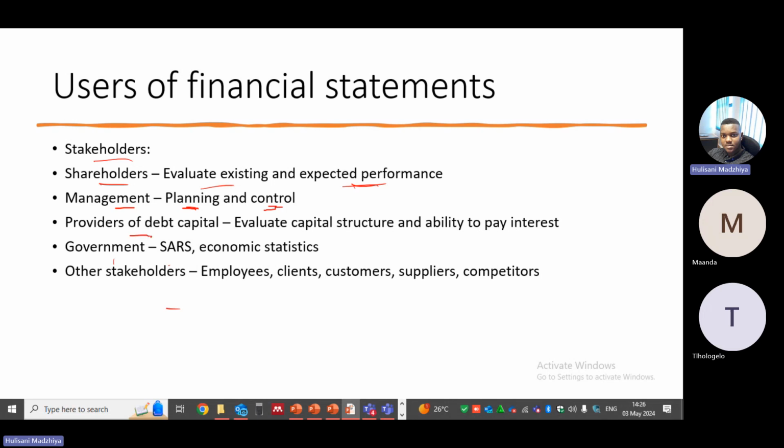Other users of financial statements include the debt capital providers. These include individuals who invest in company bonds or people who actually loan the company money.